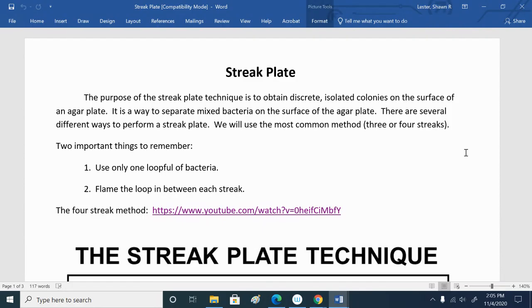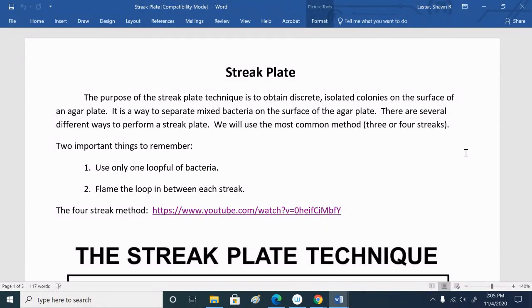There's more than one way to do it. We're going to just look at the most common way to make a streak plate. You can do it using either 3 streaks or 4 streaks. Generally speaking, if you're using a broth culture, 3 streaks is better. If you're using an agar culture, then 4 streaks. And the difference is, if you're using an agar culture, the inoculum, the amount of bacteria on your loop, is a lot more to start with. And so 4 streaks may be necessary to get good separation. But in a broth culture, you're starting off with a lot fewer bacteria. So 3 streaks is fine.